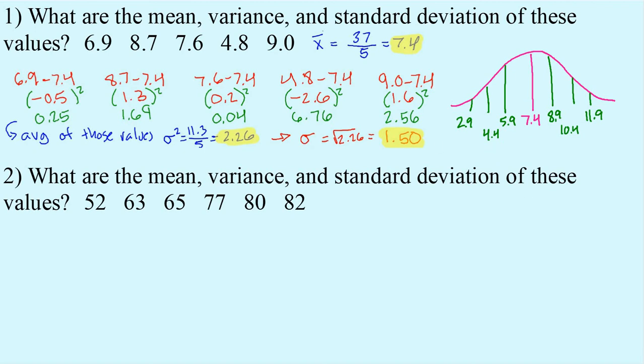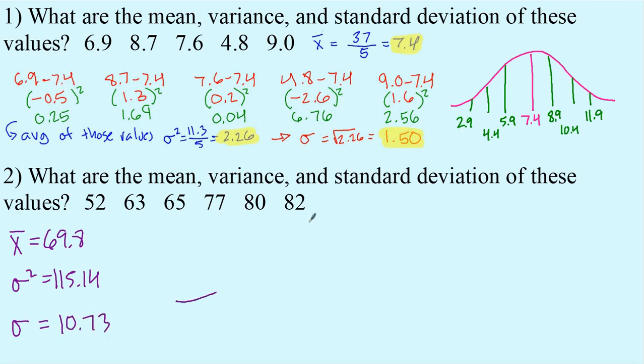All right, so let's do number 2. If we plug this into our calculator, we get the mean is 69.8, the variance is 115.14, and the standard deviation is 10.73.